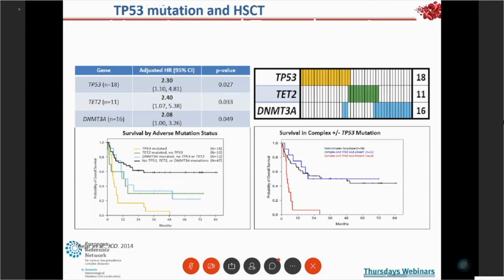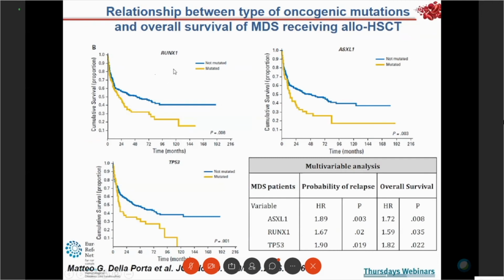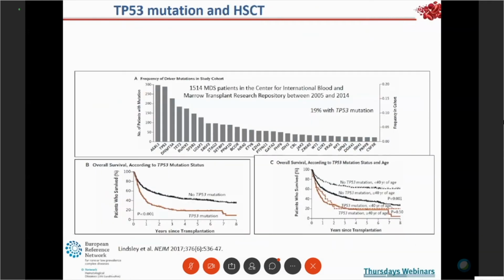What is the importance of mutations in the patients who undergo hematopoietic stem cell transplant? There have been several studies showing that the presence of TP53 mutation is indeed correlating with the worst overall survival. And it has been shown also that RUNX1 and ASXL1 mutations do confer poor prognosis after transplant, and this should be evaluated every time we decide and plan a transplant for a patient. You see that several studies have shown this.